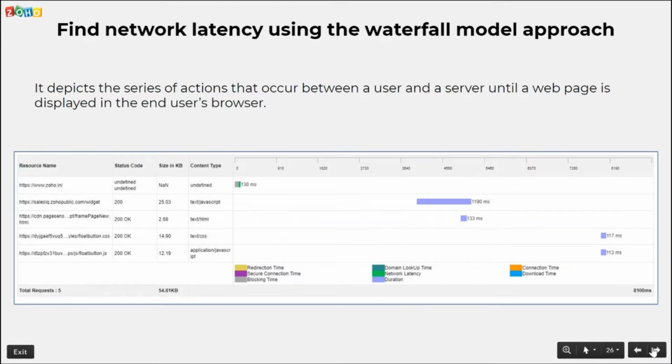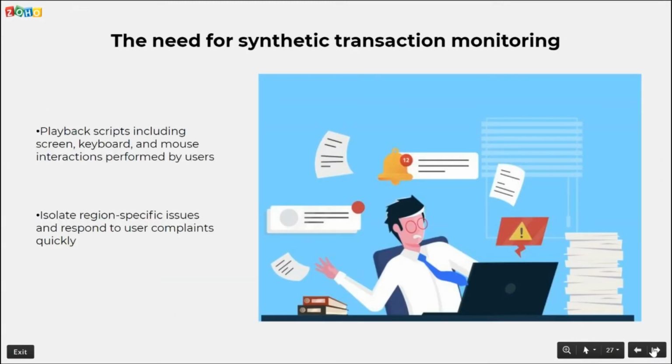The main need of synthetic transaction monitoring is that you can do the playback script. This playback script will contain everything, like the screen, keyboard, mouse hovering, and actions performed by the users. Also, we'll be able to isolate region-specific issues and respond to user complaints quickly. So these are the main needs for the synthetic transaction monitor in Applications Manager.